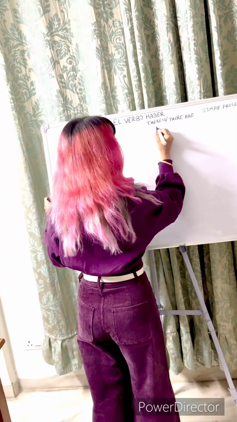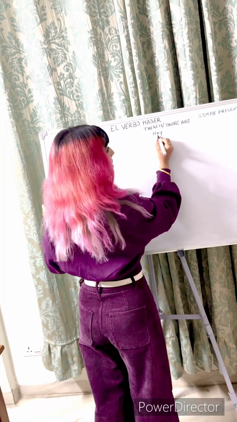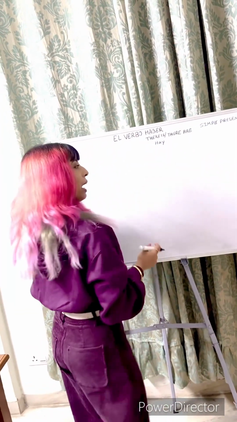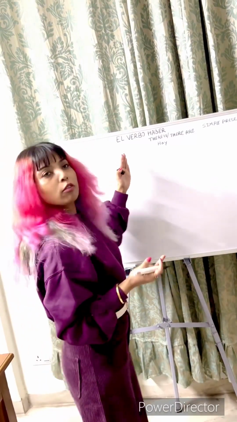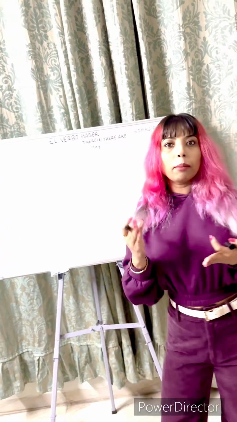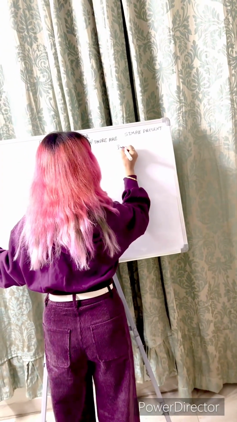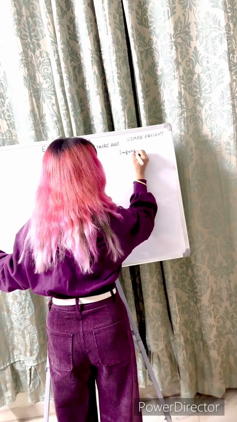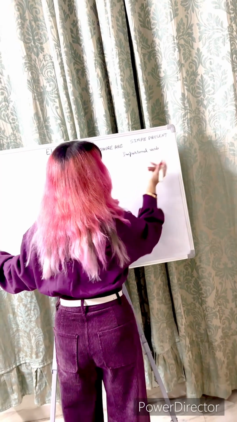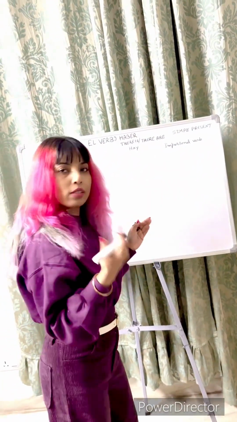We'll just use H-A-Y and we'll read it "I" because H is silent. I. And why there is no conjugation for verb haber? Because verb haber takes the form of impersonal verb. Impersonal verbs are the verbs that have no true subject.